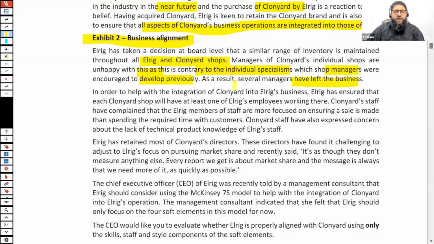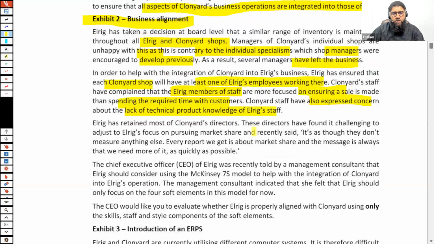In order to help with the integration, Elric has ensured that each Clonyard shop will have at least one of Elric's employees working there. Clonyard's staff have complained that Elric's members of staff are more focused on ensuring a sale is made than spending the required time with the customers. Clonyard's staff have also expressed concern about the lack of technical product knowledge of Elric's staff. Elric has retained most of Clonyard's directors. Directors have found it challenging to adjust to Elric's focus on pursuing market share. So even the directors are finding it difficult.